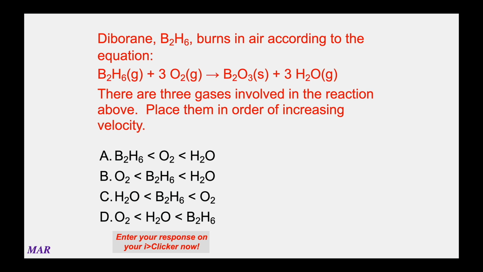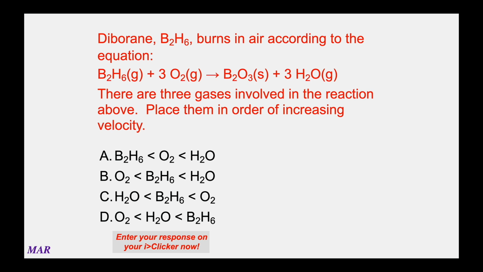So for this problem, what you want to do is put the B2H6, O2, and water in terms of molar mass, all right? So water is about 18 grams per mole when you figure out its molar mass. O2 is about 32 grams per mole. So because water has a smaller molar mass, it should be fastest, and oxygen with the bigger molar mass would be slower.